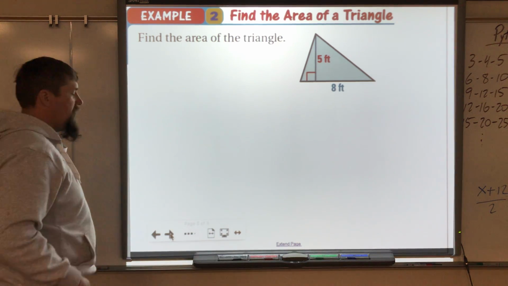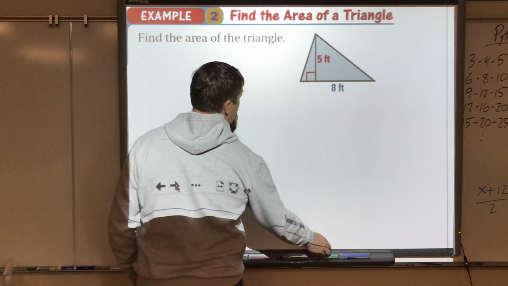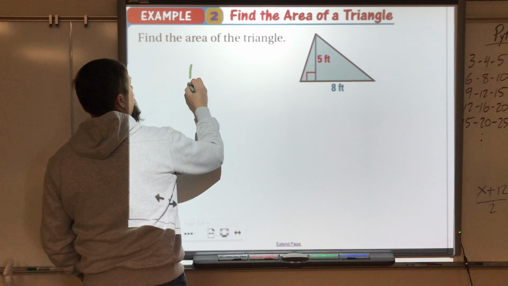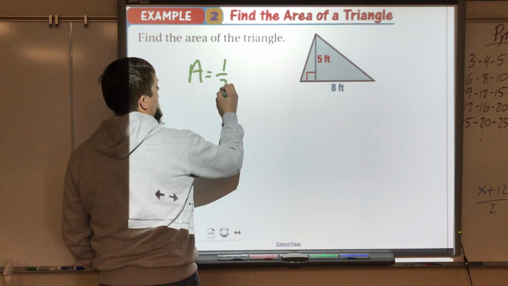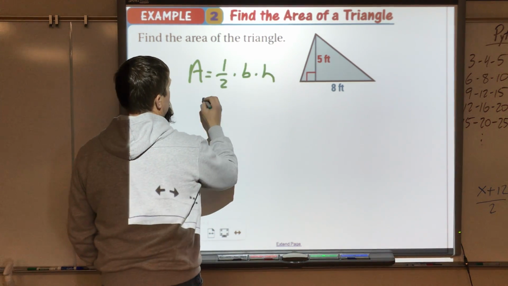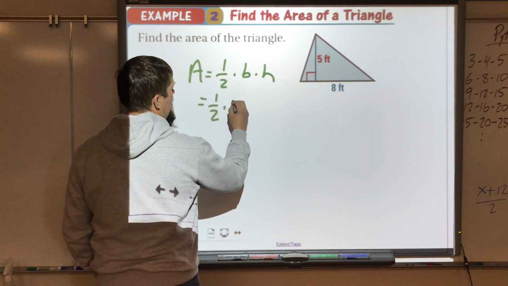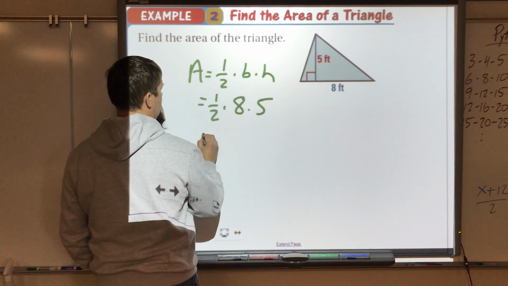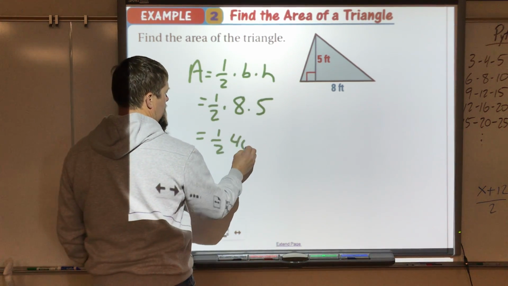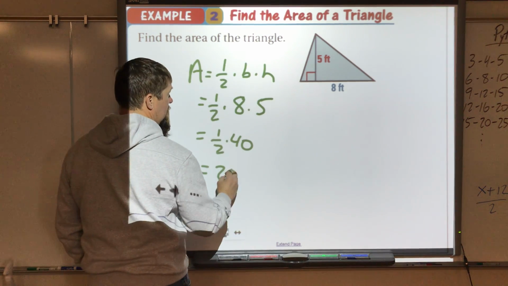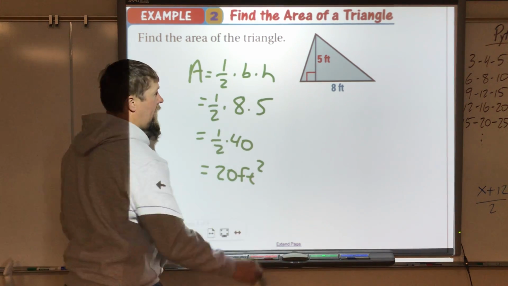Okay, here's another triangle. It's not a right triangle this time, but it's the same formula. 1/2 base times height, 1/2 times 8 times 5 is 1/2 of 40, which is 20 feet squared.